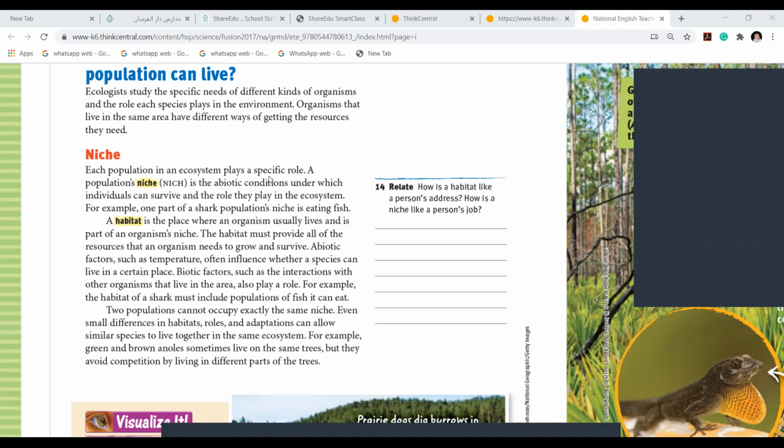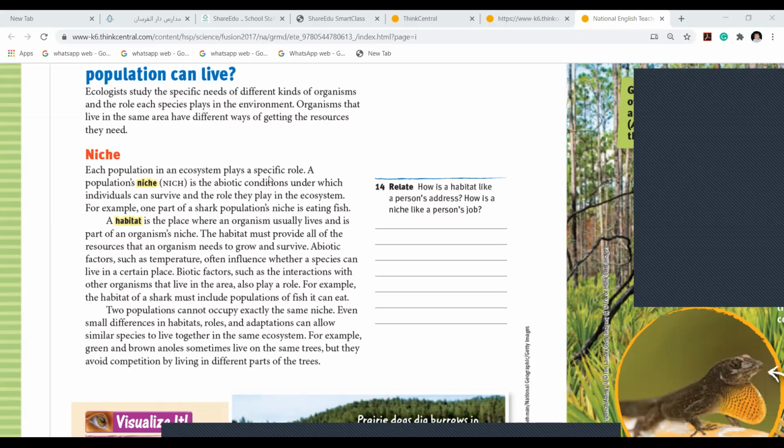And we have a different role. Everyone has their own role to play in an ecosystem, so we call it a population's niche. It is the abiotic conditions under which it can survive. My niche is that I can stay in normal conditions; I cannot stay in extreme conditions. It's the abiotic conditions under which an individual can survive, and then the role they play in the ecosystem.